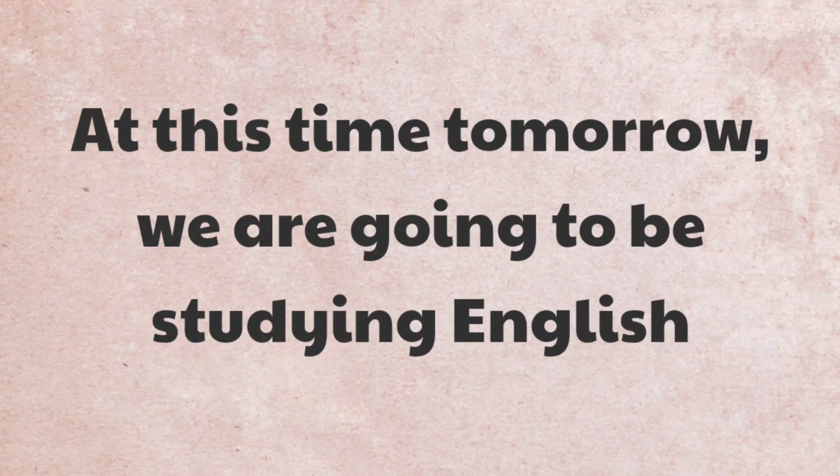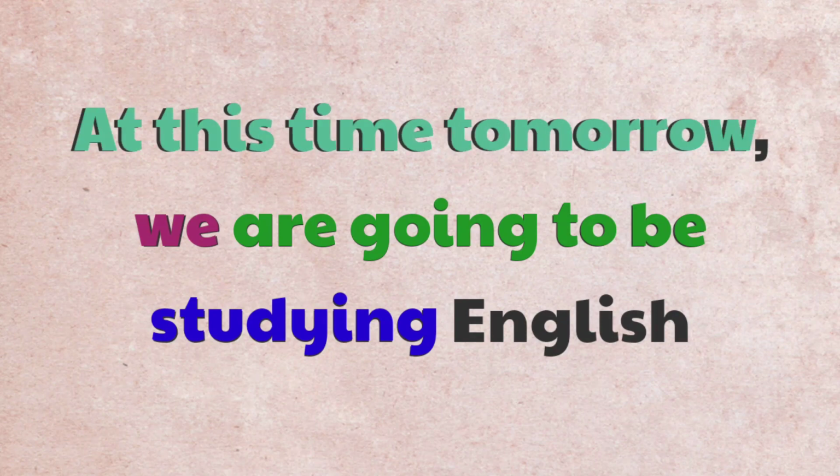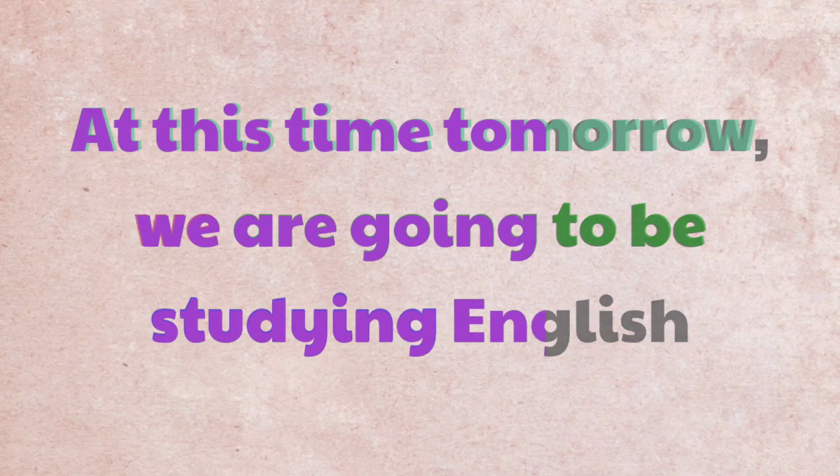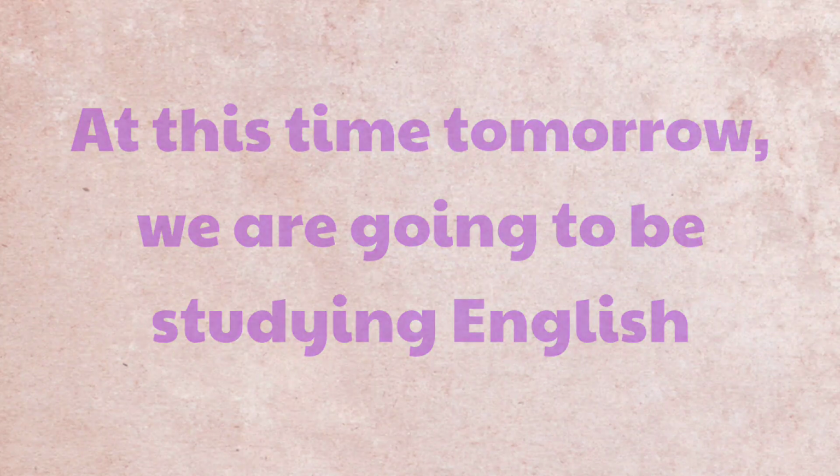At this time tomorrow, we are going to be studying English. We as the subject, therefore we use are here as the be verb, followed by going to be and then verb ing, studying. We are going to be studying English. At this time tomorrow shows when this action will be happening. At this time tomorrow, we are going to be studying English.